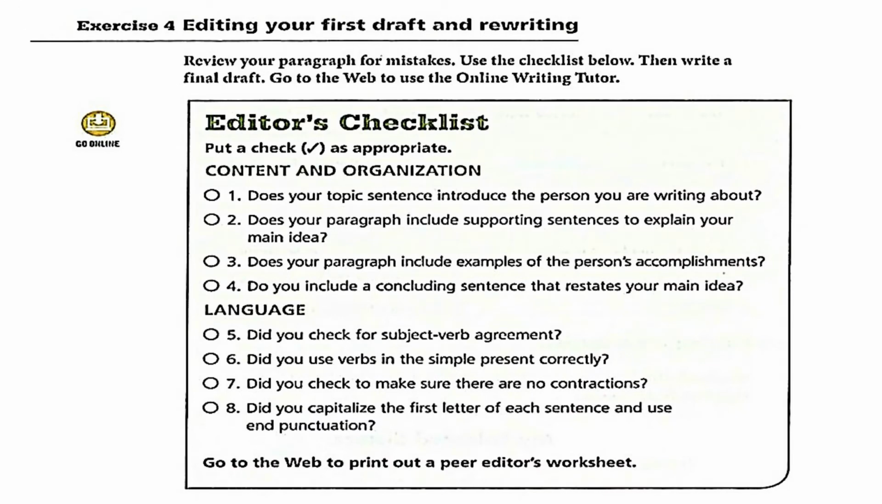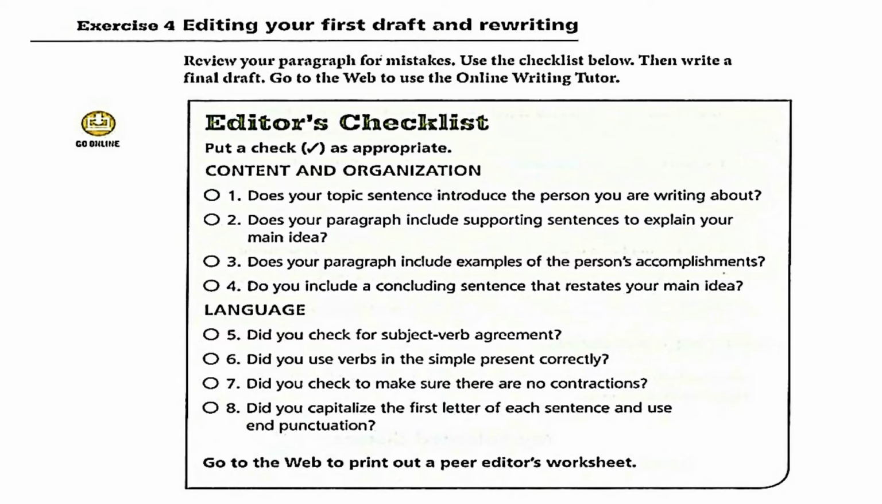Now these are the editing points. After you write your paragraph, you need to review your paragraph for mistakes. Use the checklist below. Now, content and organization. Number 1, does your topic sentence introduce the person you are writing about? Number 2, does your paragraph include supporting sentences to explain your main idea? Of course, in your topic sentence, you need your opinion about this person. After that, you give examples in the supporting sentences to explain the main idea in the topic sentence.